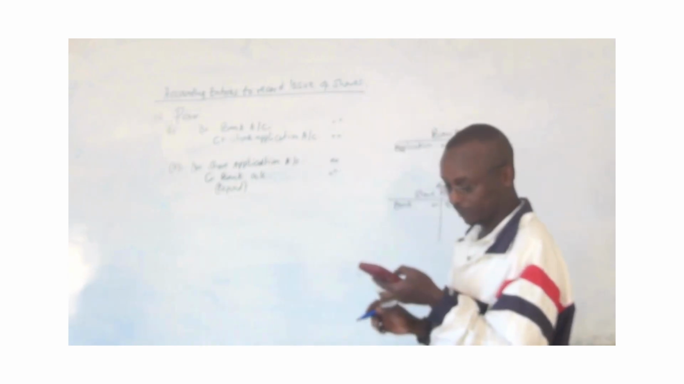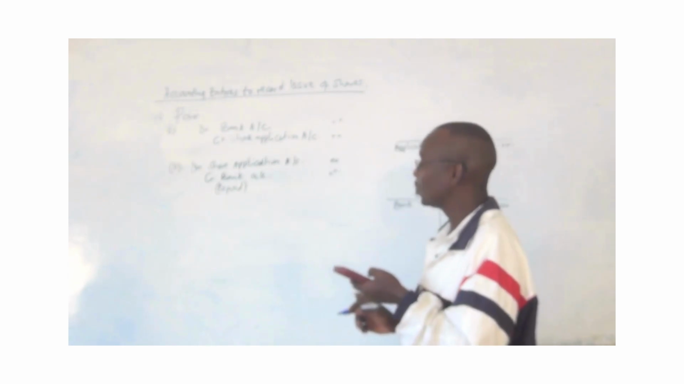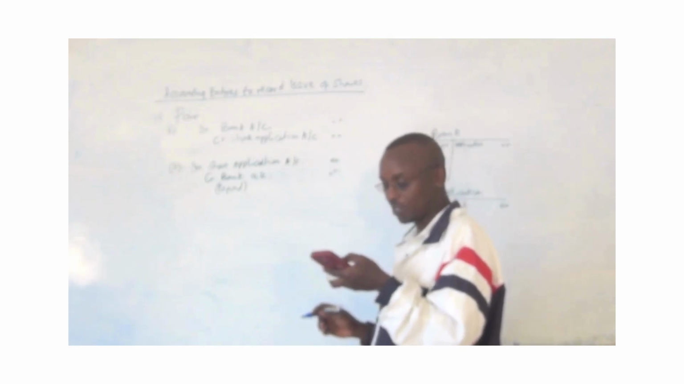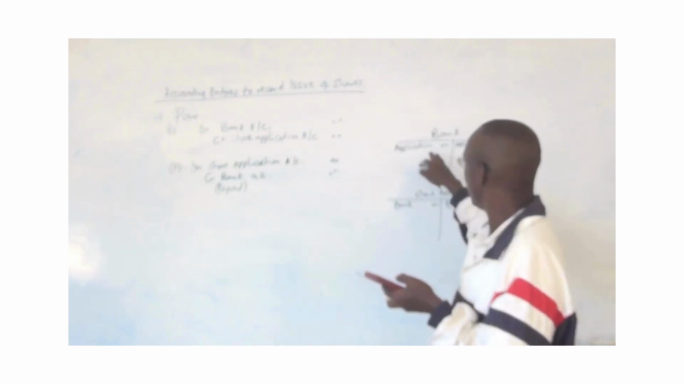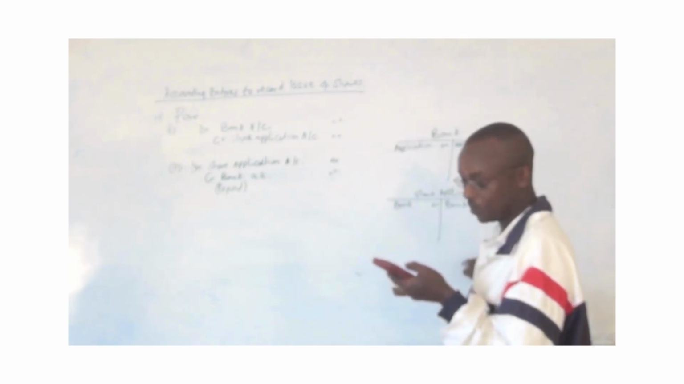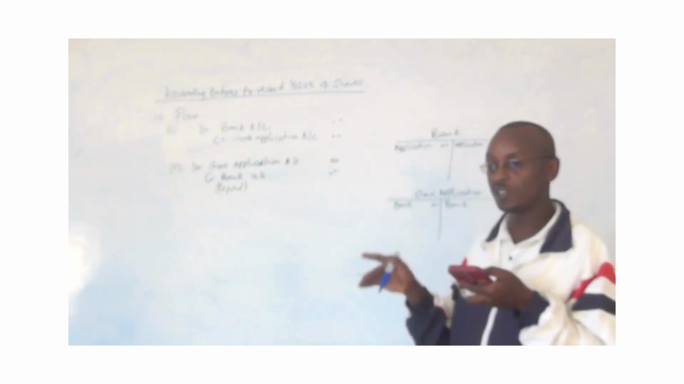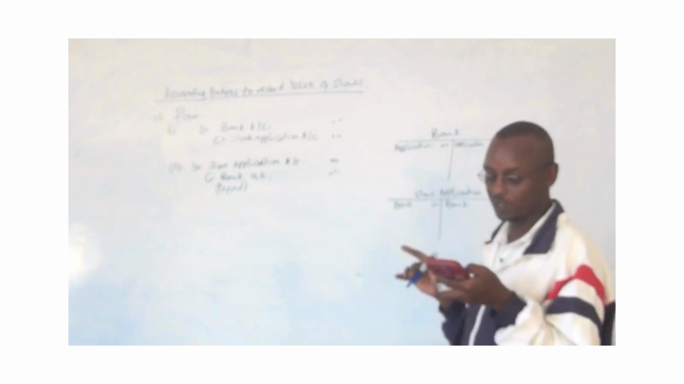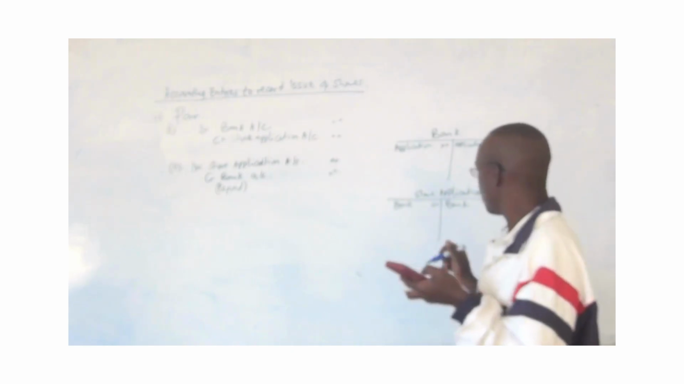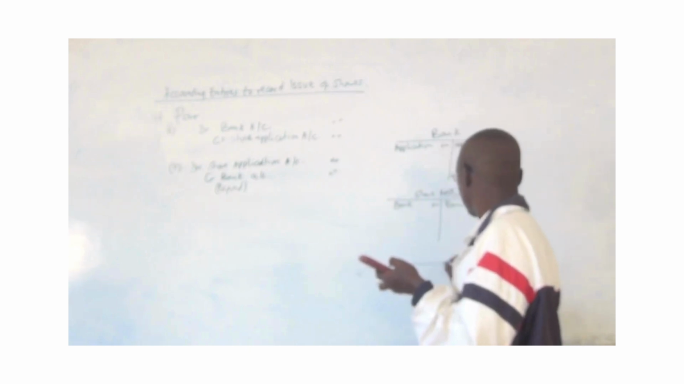Then now, another thing that we need to record is this now. Amount has been received, it is in the application account. You have to transfer it to ordinary share capital accounts. So you open an ordinary share capital account.